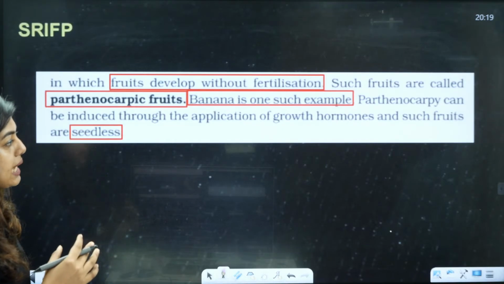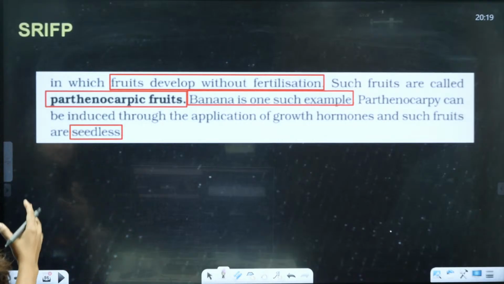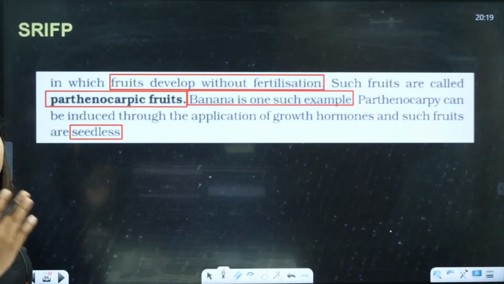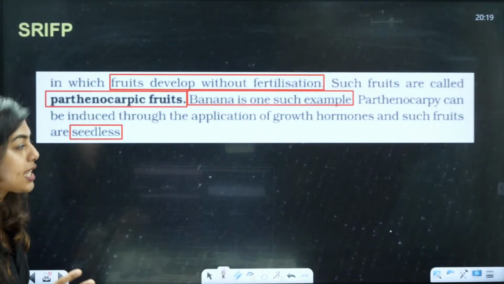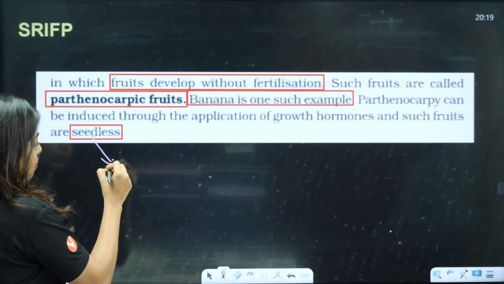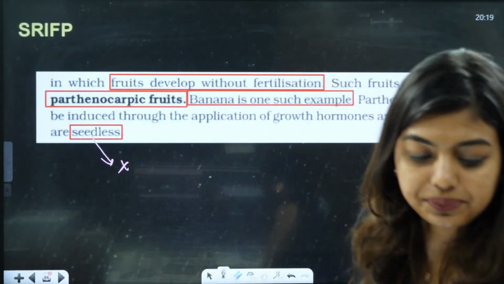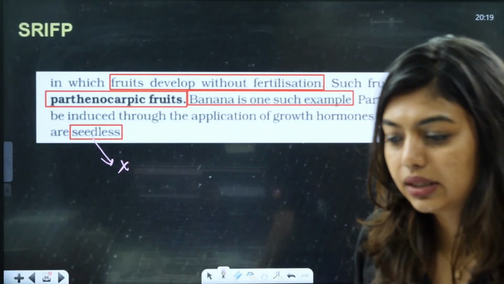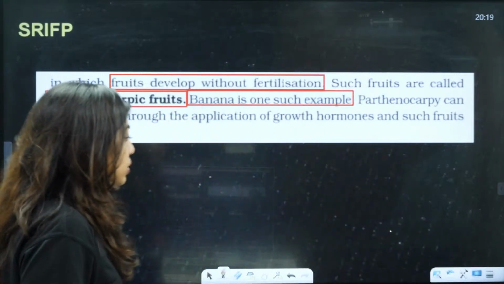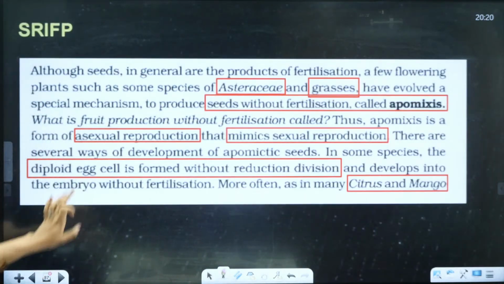Banana is one such example. Parthenocarpy can be induced through application of growth hormones. Such fruits are seedless. Banana doesn't have seeds, even though we see those black spots. Clear?